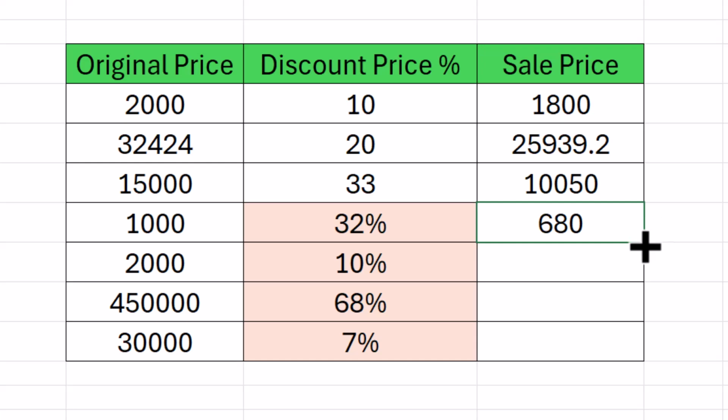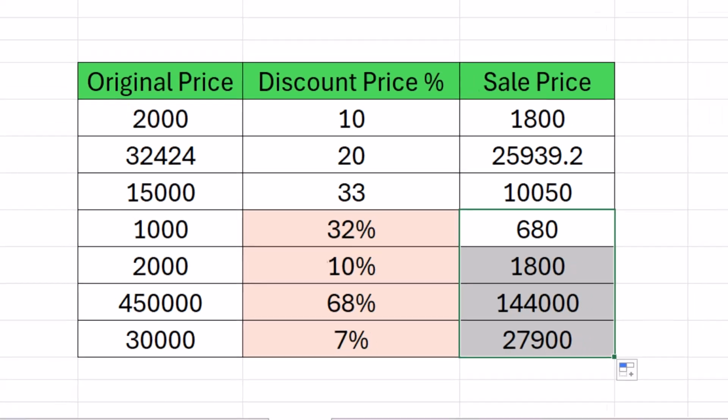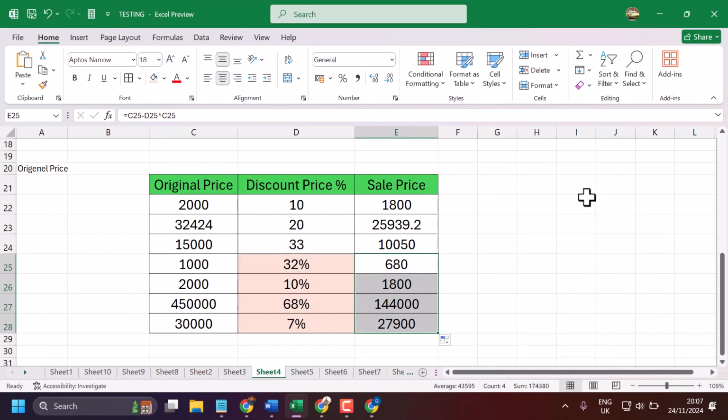So this is the way you get the result. And this way you can calculate the sale price after discount.